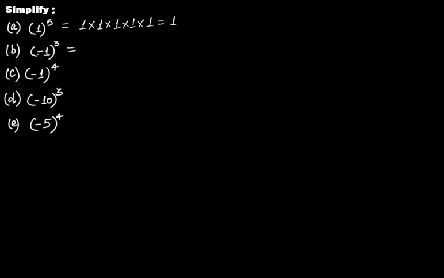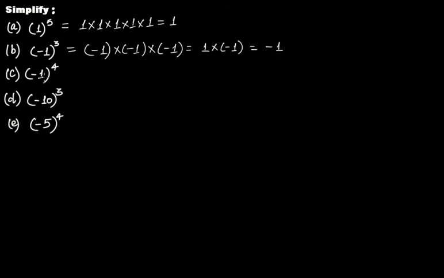Now in this case, you have minus 1 raised to the power of 3. It means that minus 1 times minus 1 times minus 1. So first let's group these together. Let's multiply these two minus 1 together. So minus 1 times minus 1 means that it's 1. So 1 times minus 1. This gives you what? Minus 1.